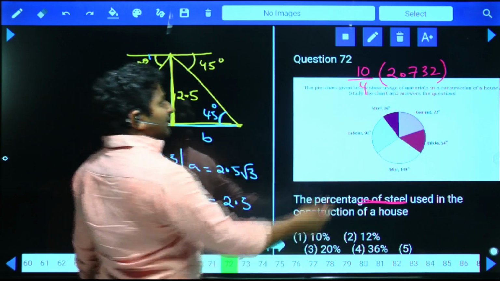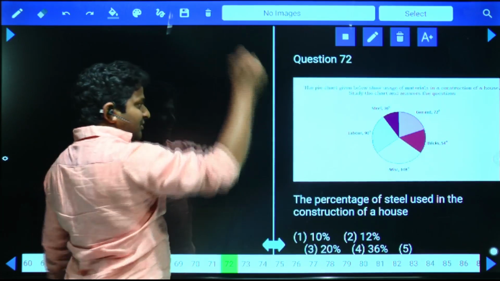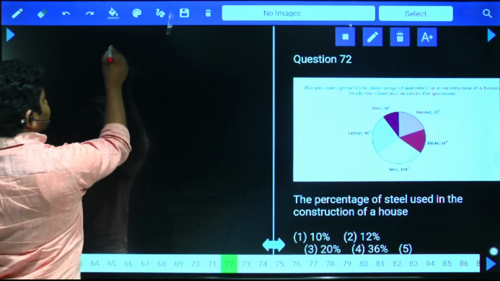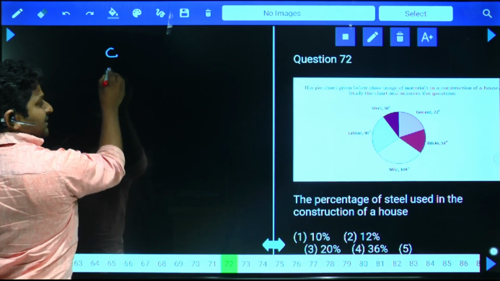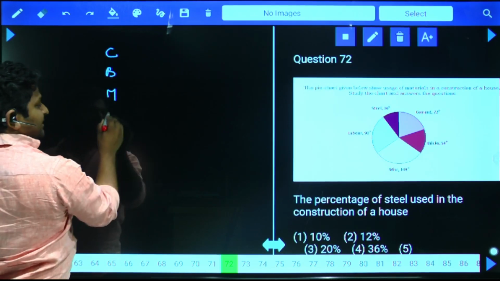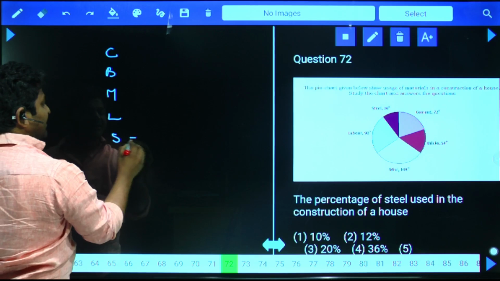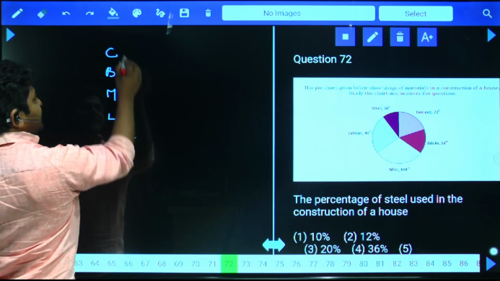Next. Here the pie chart shows the cement, brick, miscellaneous, labor, and then steel. All are given in terms of degrees.